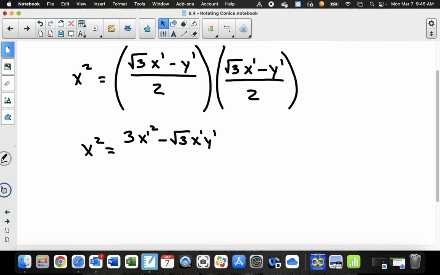So we've distributed the first term. Now we come over to the negative y prime and distribute that. Multiply it by the first part, we get a negative square root of 3 x prime y prime. Negative y prime times another negative y prime is a positive y prime squared. All over 4 again. Okay, so it's a bunch of distributing.